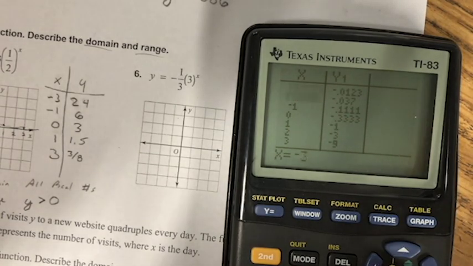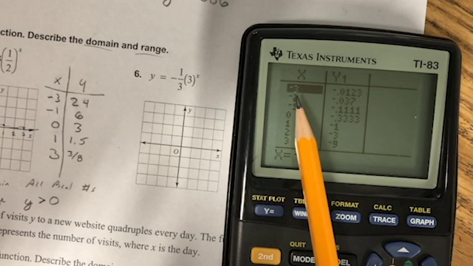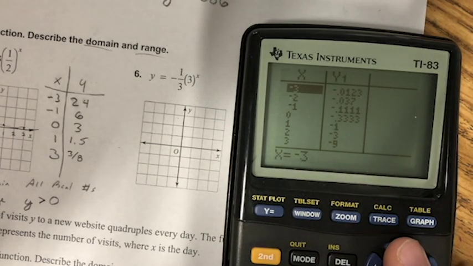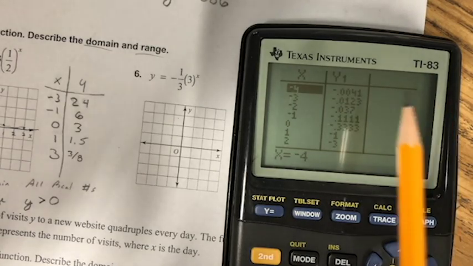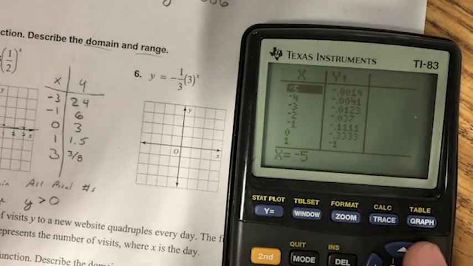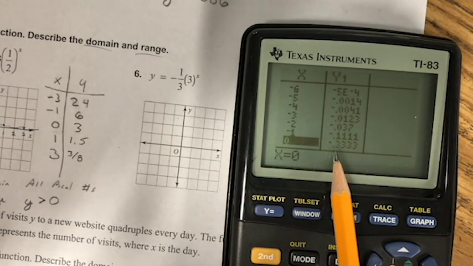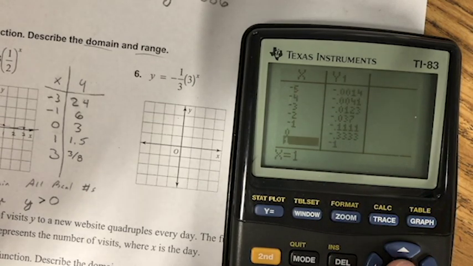So right off the get-go, if we looked at -3, it gets us 0.0123. And if I continue to go down my negatives, it's getting closer and closer to 0, but it never touches 0. It's still in the negatives. It never becomes 0. So that gives us that. Now let's look at where x is 0. Well, when x is 0, it says it's 1/3, and then when 1, and so forth and so on.